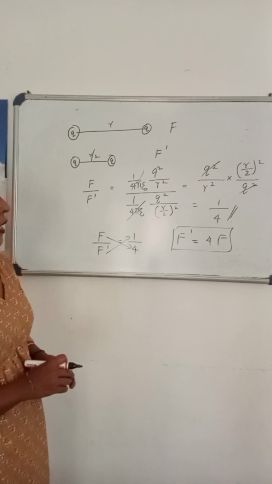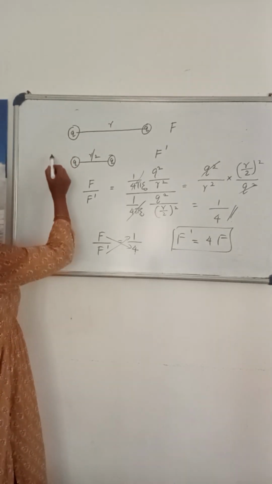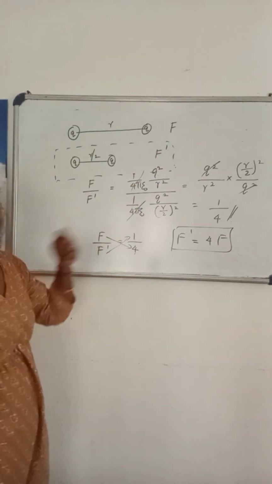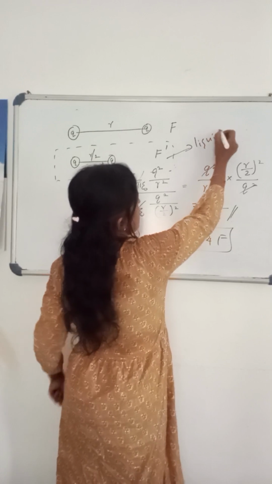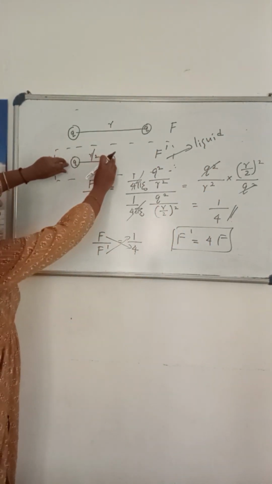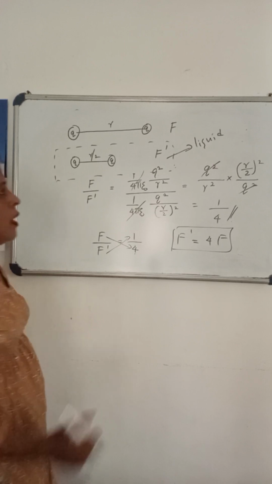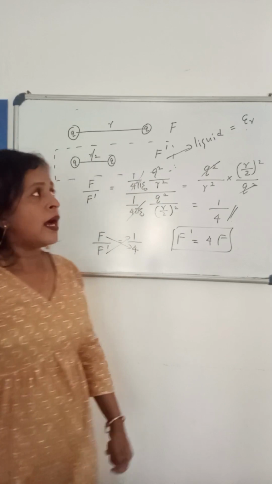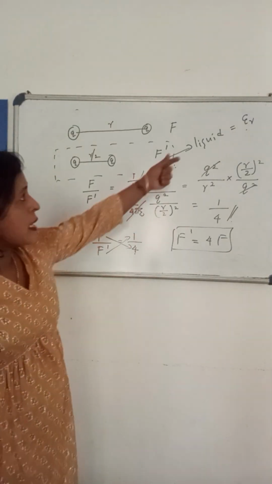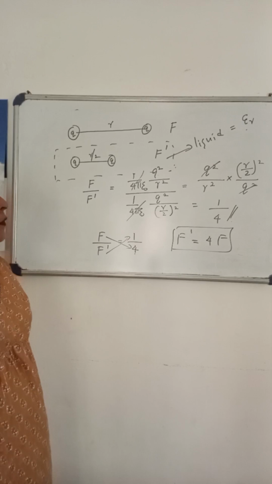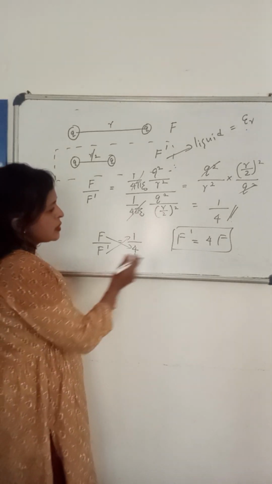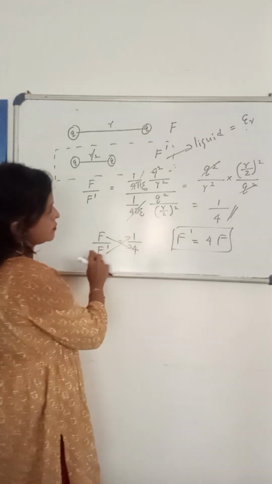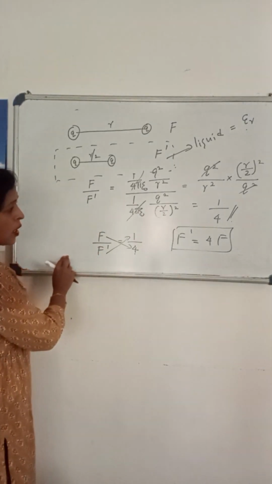Okay. And suppose we keep this arrangement inside a liquid, and the liquid has relative permittivity epsilon r. And what is epsilon r? That is the question. Suppose the force is 4F. Then what is the epsilon r value?